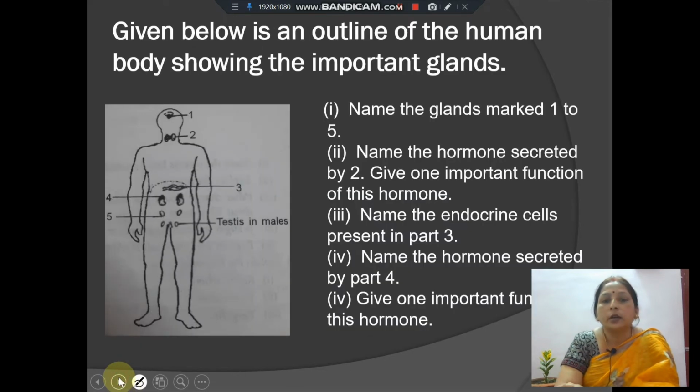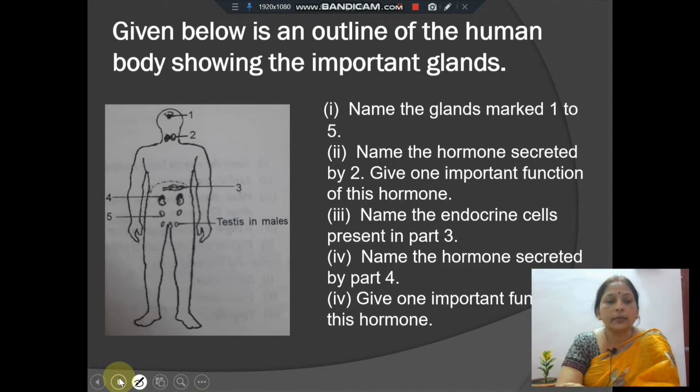Given below is an outline of the human body showing the important glands. Name the glands marked 1 to 5. 1 is the pituitary gland, which is present in the brain. 2 is the thyroid. 3 is the pancreas. 4 is the adrenal gland, present over the cap-like structure on the kidney. The 5th one is the ovaries, and in case of male, the 5th one is the testis.